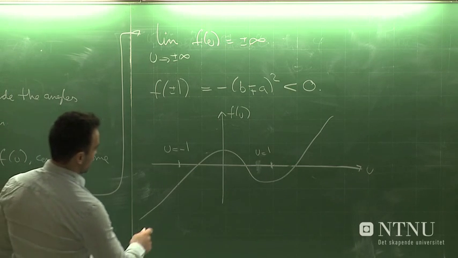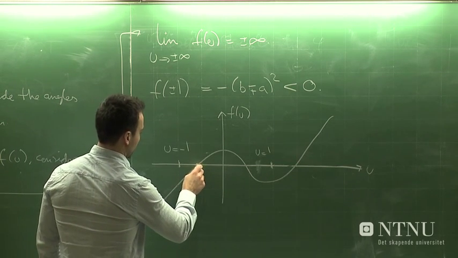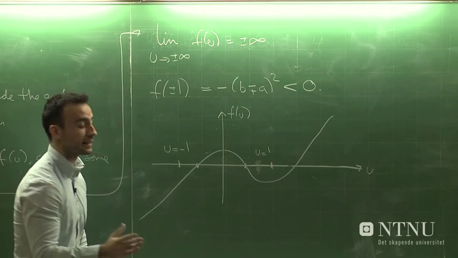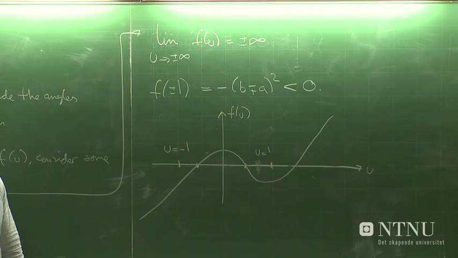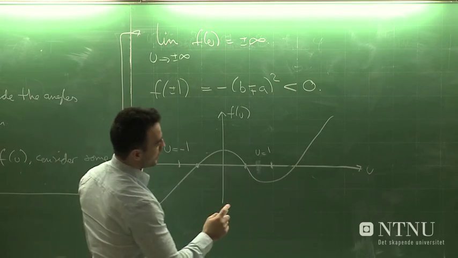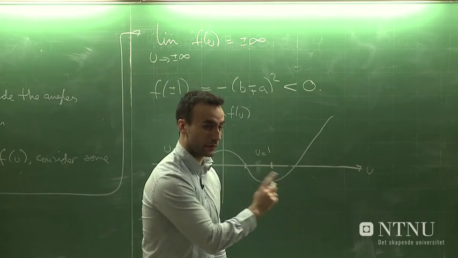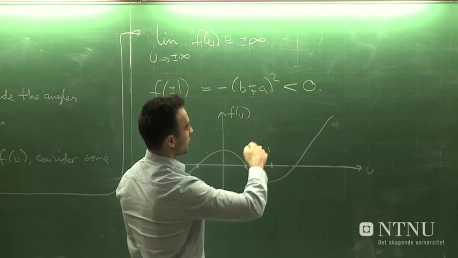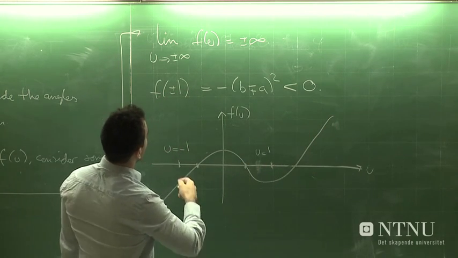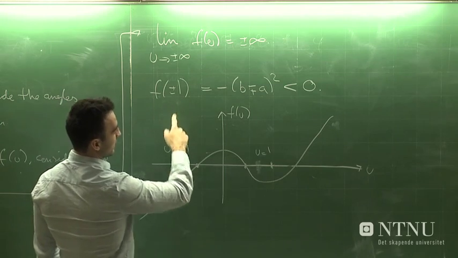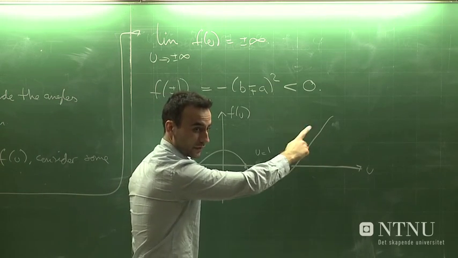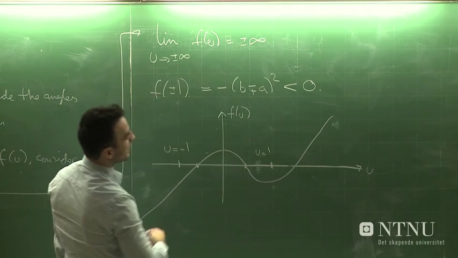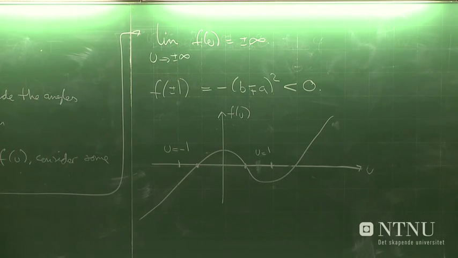And so 2 of these values should be here, inside the regime u equals plus minus 1. So we know that one root has to be outside for the following reason. When u goes to infinity, f of u is positive. But at plus minus 1, f is negative. So somewhere along this line, there has to be a sign change. So one root is outside here. The two others are inside this regime.